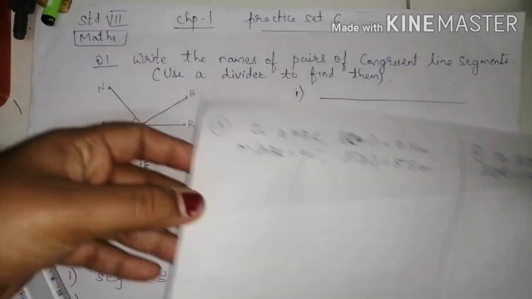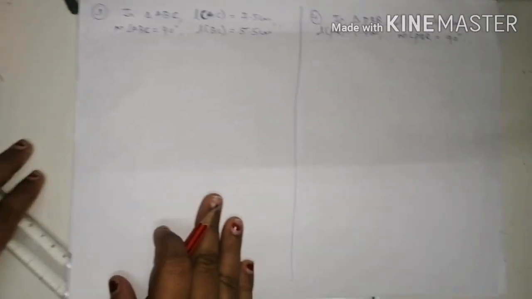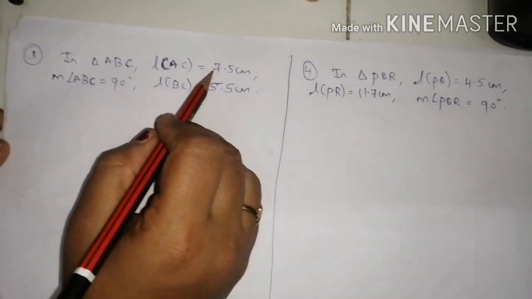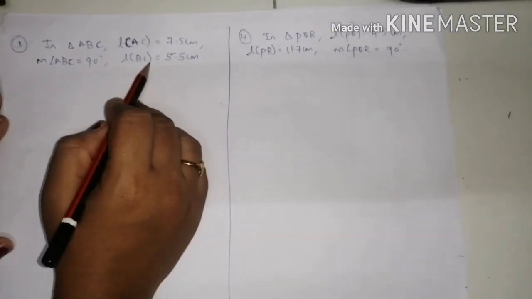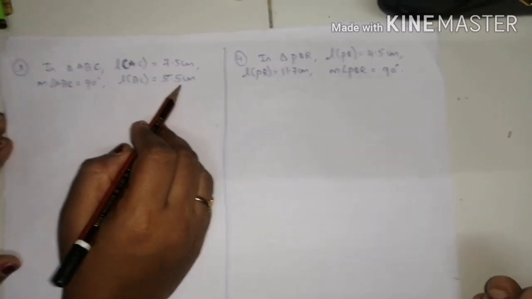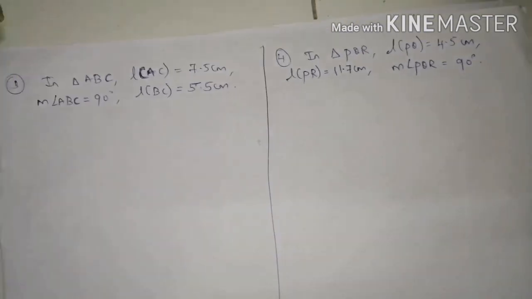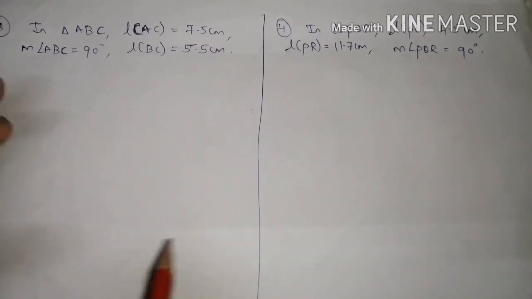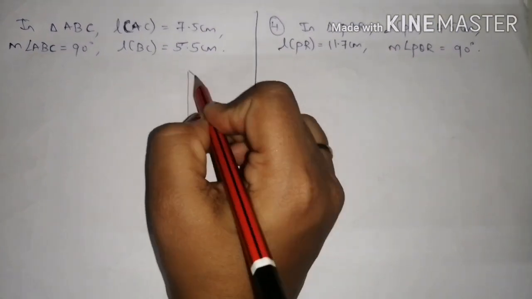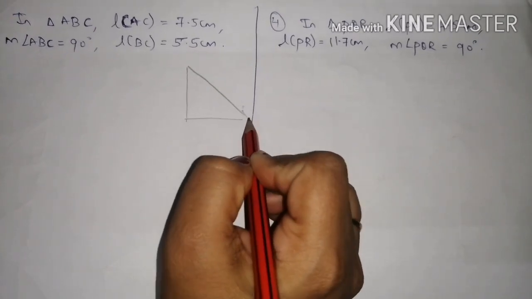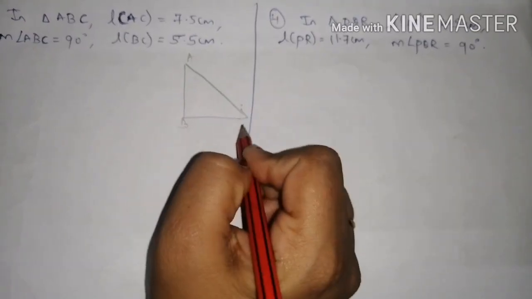Now let's see the third one. In triangle ABC, length of AC is 7.5 centimeter. Measure of angle ABC is 90 degree. Length of BC is 5.5 centimeter. So let's start first with the rough triangle. Triangle ABC. So let's draw one rough right angle triangle ABC.